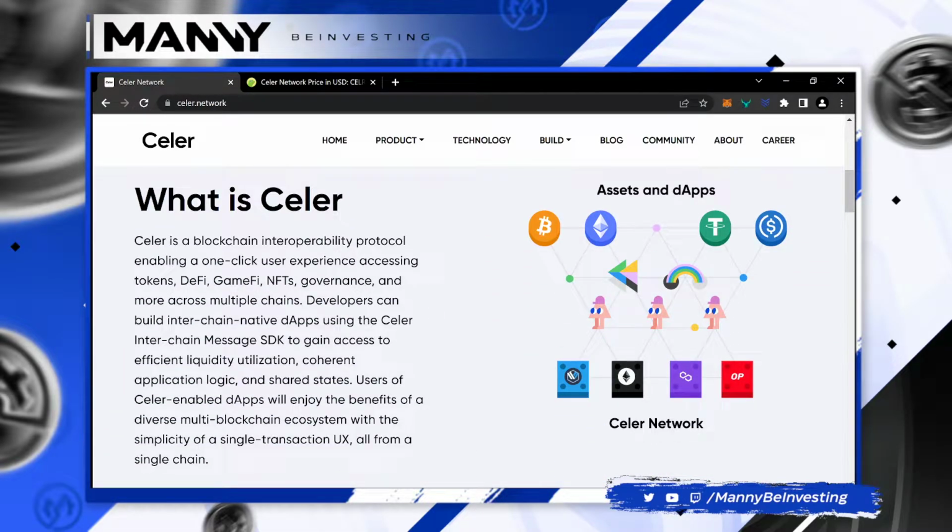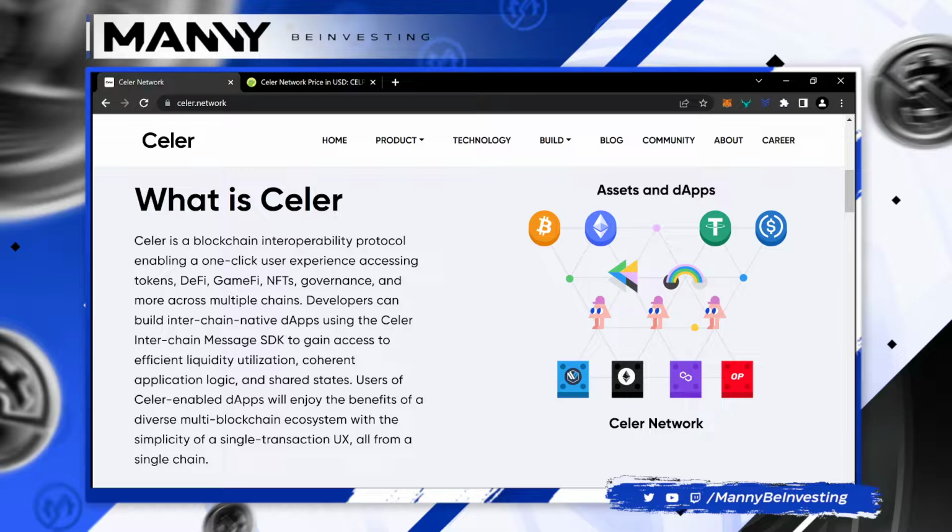What is Celer? Celer is a blockchain interoperability protocol enabling a one-click user experience accessing tokens, DeFi, GameFi, NFTs, governance, and more across multiple chains. Developers can build interchain native dApps using the Celer interchain message SDK, to gain access to efficient liquidity utilization, coherent application logic, and shared states. Users of Celer-enabled dApps will enjoy the benefit of a diverse multi-blockchain ecosystem with the simplicity of a single transaction UX, all from a single chain. That's what I'm talking about.